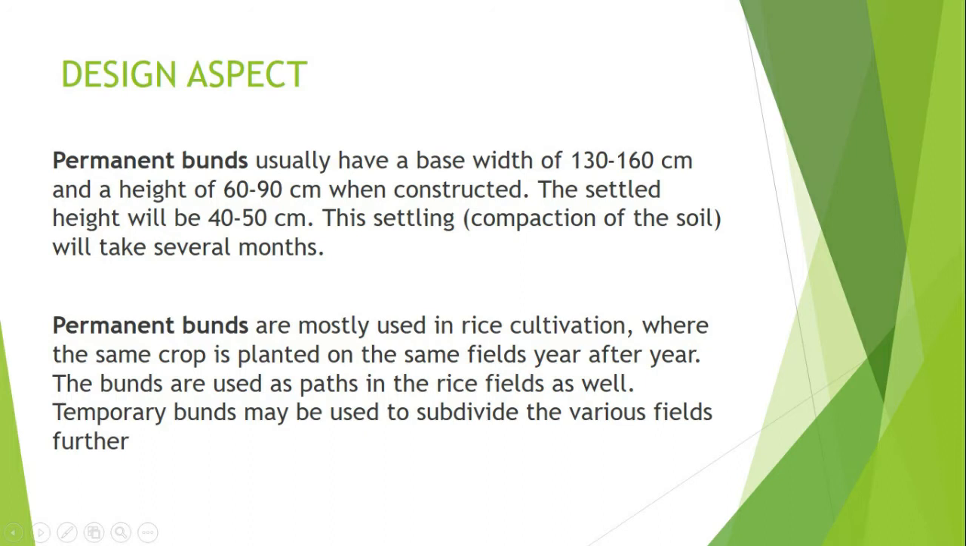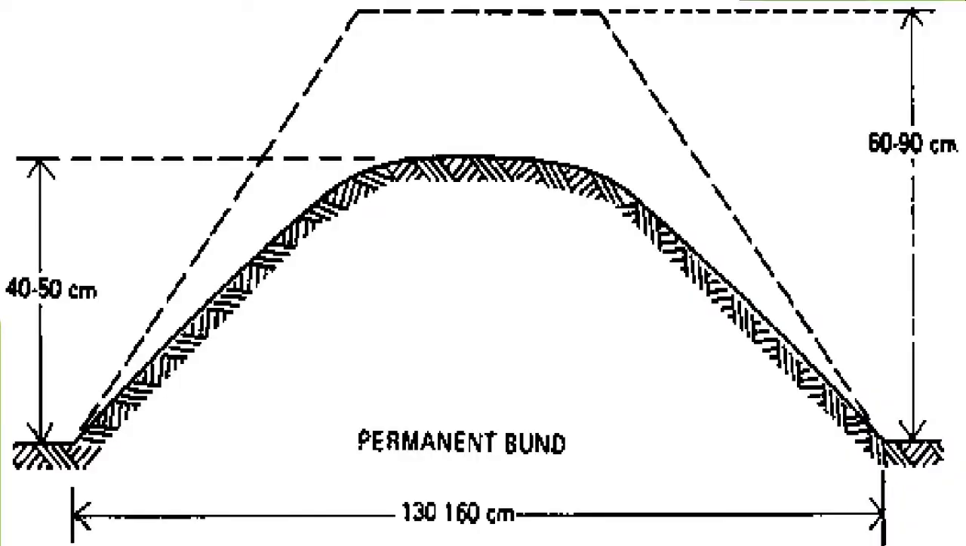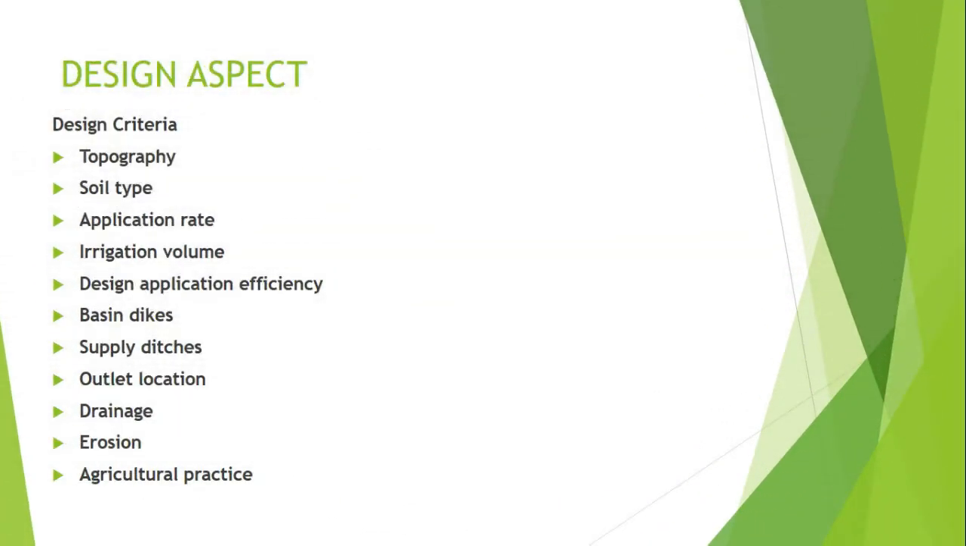Permanent bonds usually have a base width of 130 to 160 cm and a height of 60 to 90 cm when constructed. The settled height will be 40 to 50 cm. This settling, compaction of the soil, will take several months. Permanent bonds are mostly used in rice cultivation, where the same crop is planted on the same fields year after year. The bonds are used as paths in the rice field as well. Temporary bonds may be used to subdivide the various fields further.